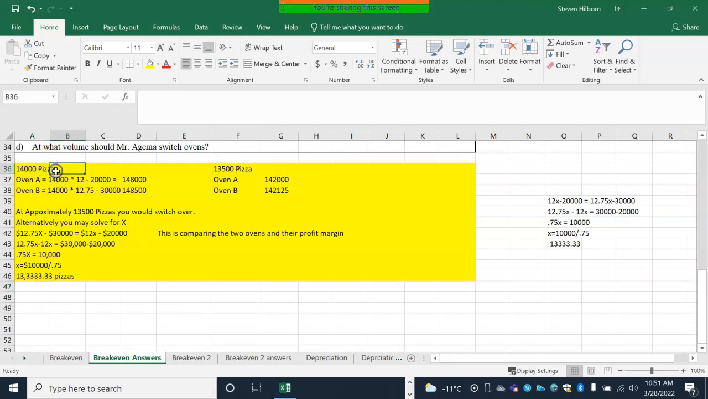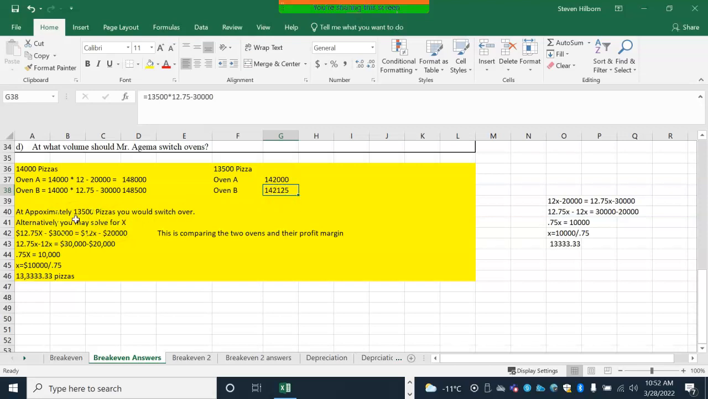It's 14,000 pizzas. At 12,000 pizzas, it didn't make any sense. So let's try 14,000. We did our 14,000 times either 12 or 12.75, minus our 20 or $30,000. And you see here that finally oven B will now make you $500 more if you're selling about 14,000 pizzas. At 13,500, you're off by about, oven B still works and you're only making about $125.